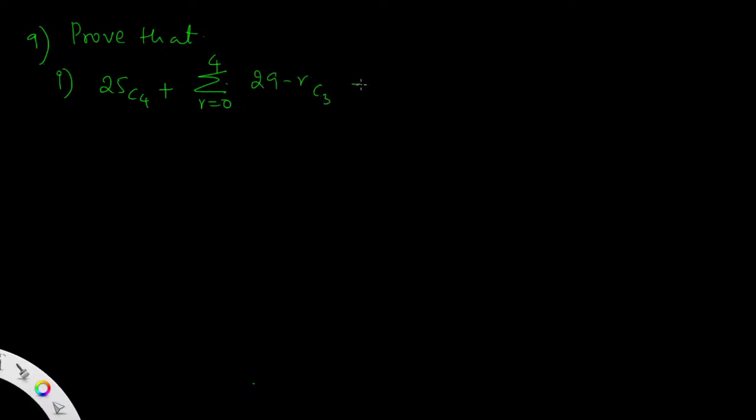Okay, then go to the next question, question number 9. Prove that 25C4 plus sigma r equals 0 to 4 of (29-r)C3 equals 30C4.